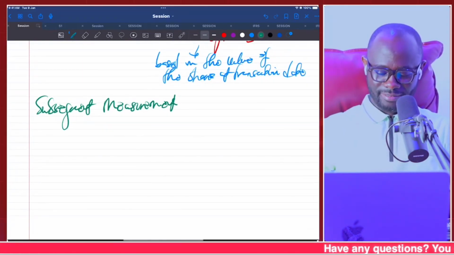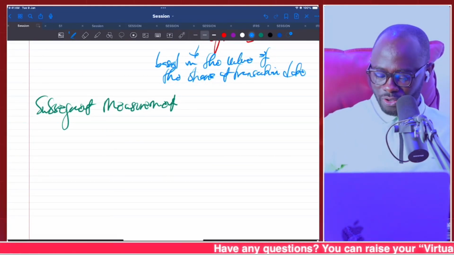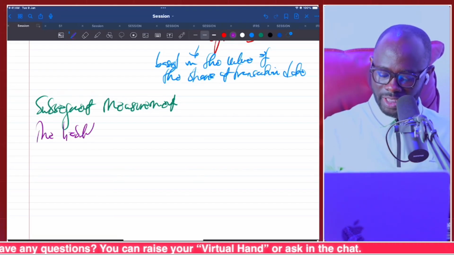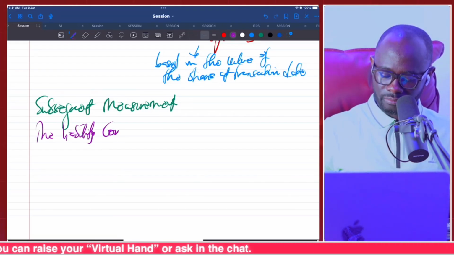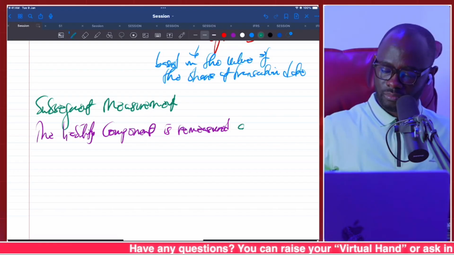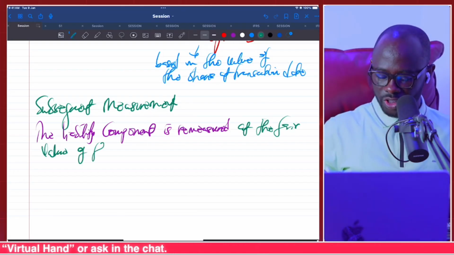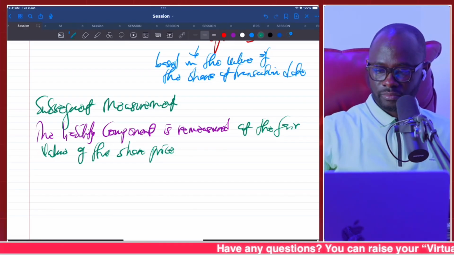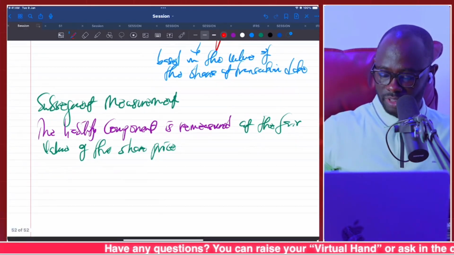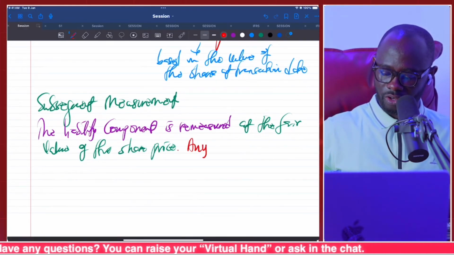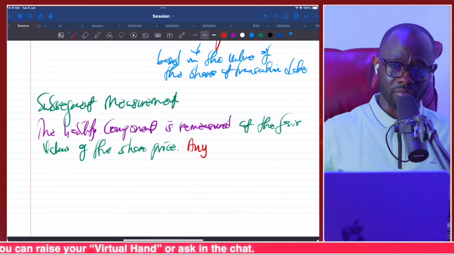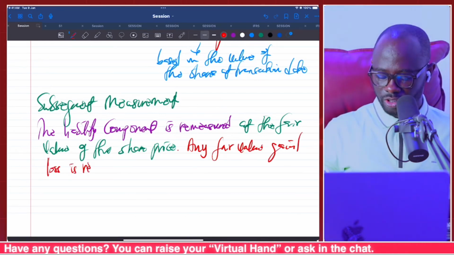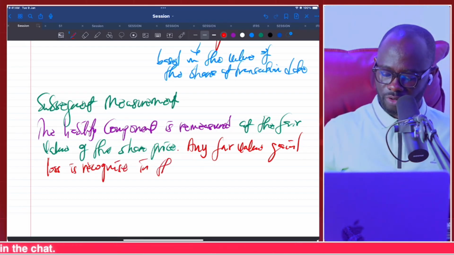So subsequently, the liability component is remeasured at the fair value of the share price. Okay, at the fair value of the share price. And then in that case, any fair value gain or loss will be recognized in the P&L account. Any fair value gain or loss is recognized in the profit or loss.